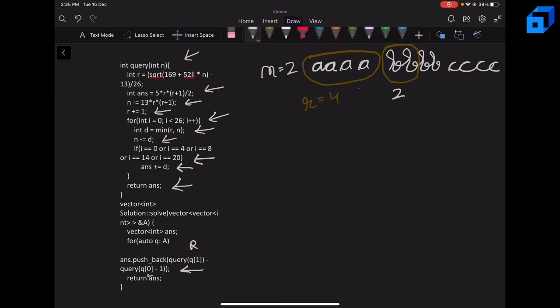Now, what about the time complexity? For each query q, there are q number of queries. We just have a loop of O of 26. So the time complexity is q into 26. So I hope this was clear to you.